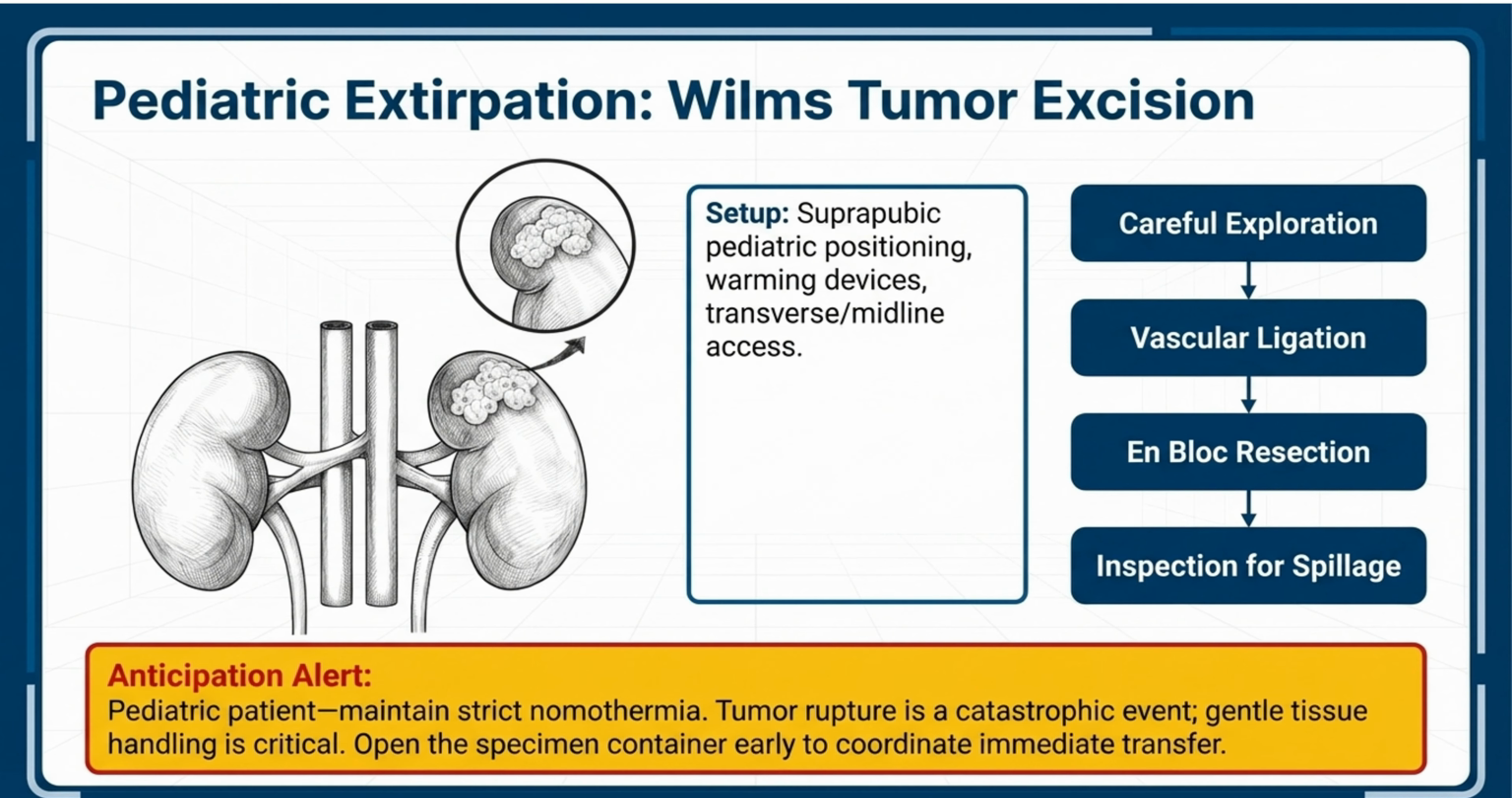This procedure requires careful handling due to the risk of tumor rupture. This is going to be a Wilms tumor. This is a pediatric case you mostly will see. Steps include exploration, vascular ligation, and en bloc resection. Maintaining patient temperature is especially important in pediatric cases. Gentle tissue handling and preparation for specimen transfer are critical.